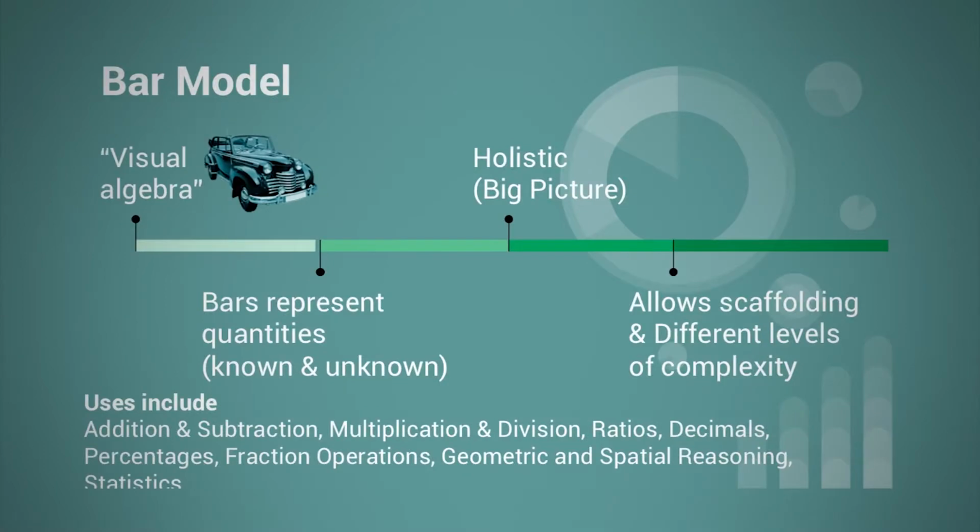Dear mentors, this is the second in the series of videos about problem solving using bar modeling. Let's recap. The bar model is visual algebra. It's a model where you draw bars, and these represent quantities that are known and also unknown. It's by nature holistic, so you want to capture the big picture and all the relations between your quantities. It also allows scaffolding and different levels of complexity.